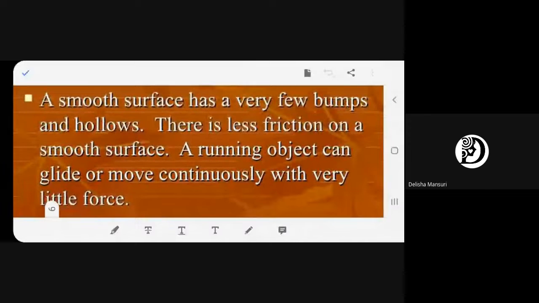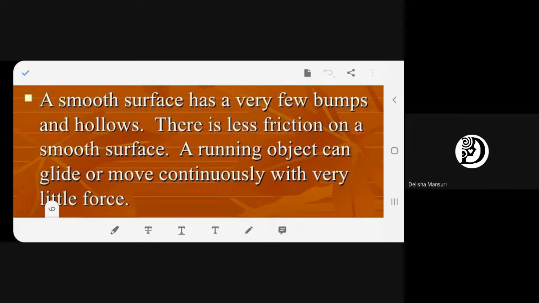Please read. A smooth surface has very few bumps and hollows. There is less friction on a smooth surface. A running object can glide or move continuously with very little force. Good. So can you explain it in a detailed manner? Can you explain better?